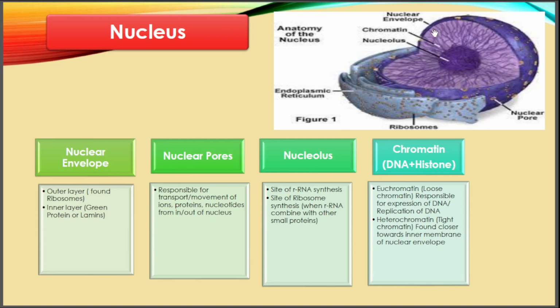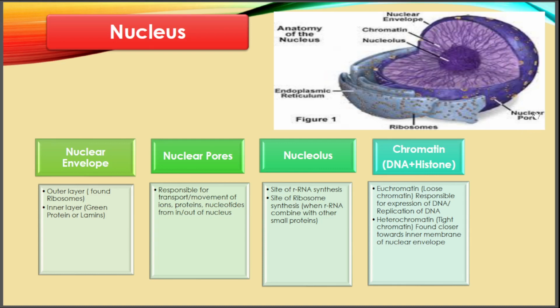As you can see, it has a nuclear envelope which is protecting it, separating it from the outer environment of the cell. This nuclear envelope is mainly providing strength to the nucleus. It is divided into two parts, the outer layer and the inner layer, by an intermembrane space. On the outer layer you can see the presence of ribosomes, and in the inner layer there is a meshwork of proteins called lamins.